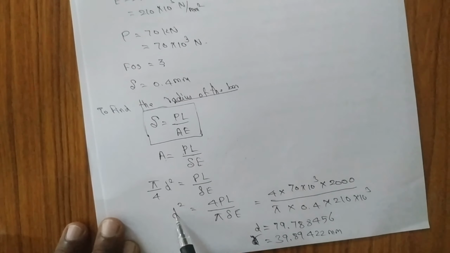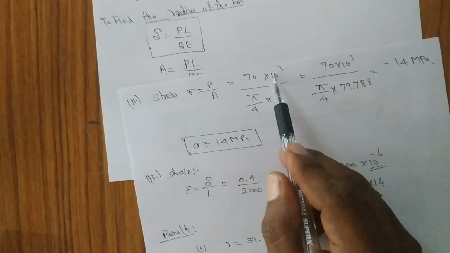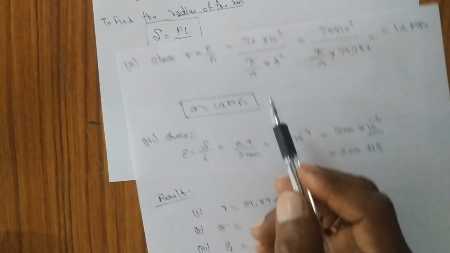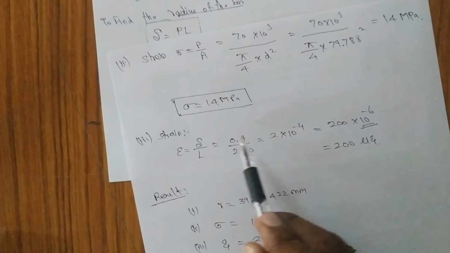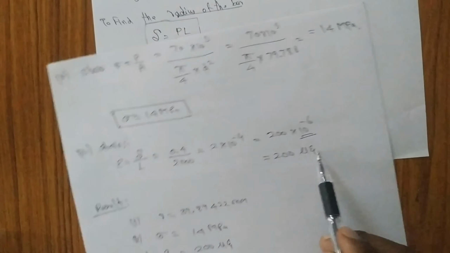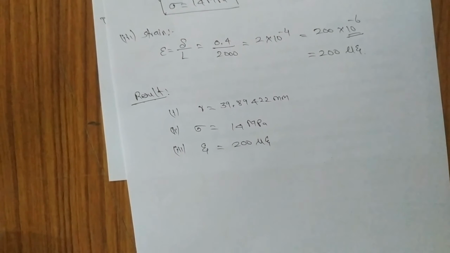From d square to d you have to take the square root. Then we find the stress value: stress equals load by area, and we get the stress equal to 14 megapascal. Strain equals change in length by original length, and we get 200 microstrain. In result we identified the radius, stress and strain. Thank you.